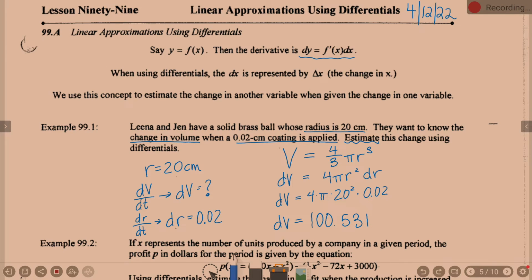So 100.531 would be AP calculus or AP calculator, whatever you want to call it. What's my label here? Change in volume, so units cubed per something, right? Or just units cubed. Just units cubed, because we're not doing time. And the units are centimeters. So centimeters cubed.